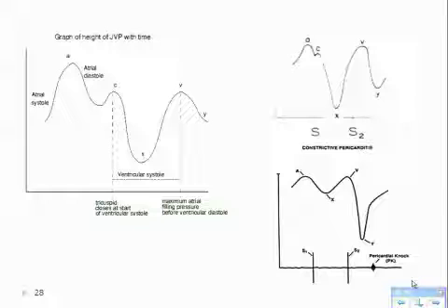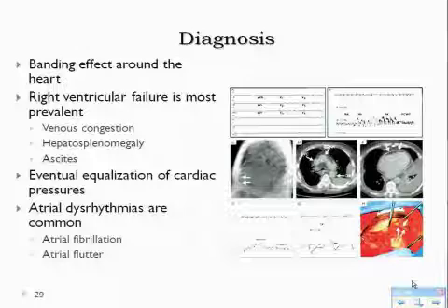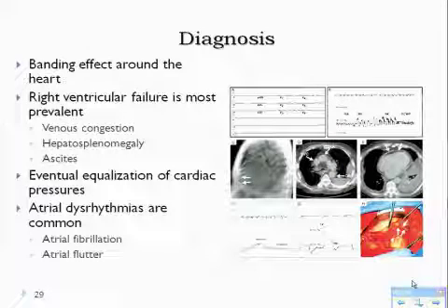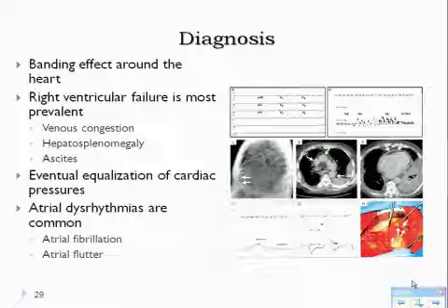But until then, that person's going to be sick for a long time in the ICU. But again, it's a banding effect around the heart. The right ventricle is affected mostly. It causes venous congestion, hepatosplenomegaly, and ascites. It eventually causes cardiac equalization of pressures, just like a tamponade does. And the most common cause of death, believe it or not, is from atrial arrhythmia.